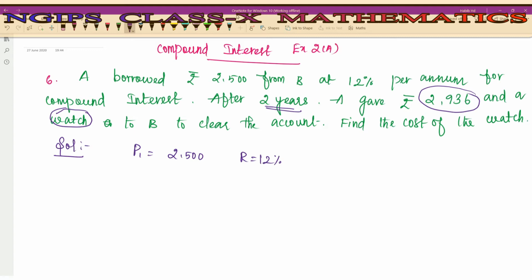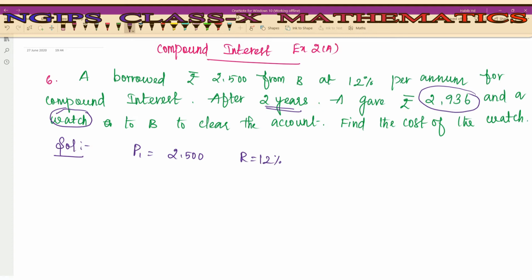Here what we are going to do, we need to calculate for the first year and the second year. At the end of the second year we will get the amount. From that amount you need to subtract this 2936 because he has given that amount to B. Then for the remaining amount he has given the watch to clear the account. So let me see what is the cost of the watch.